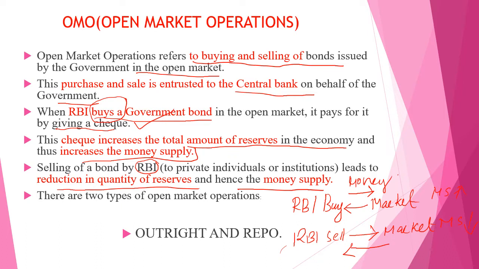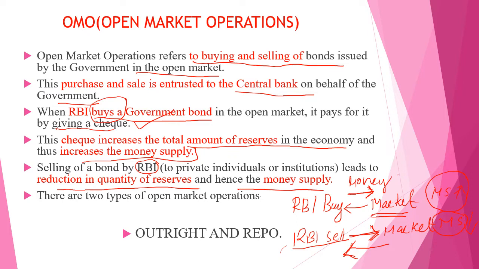Understood? When Reserve Bank of India buys bonds from the market, it pays money back to the market, so the money supply in the market increases. When Reserve Bank of India sells a government security in the market, then individuals or commercial banks pay money to Reserve Bank of India. That means Reserve Bank of India is taking money from the market. That's why the money supply in the market reduces.